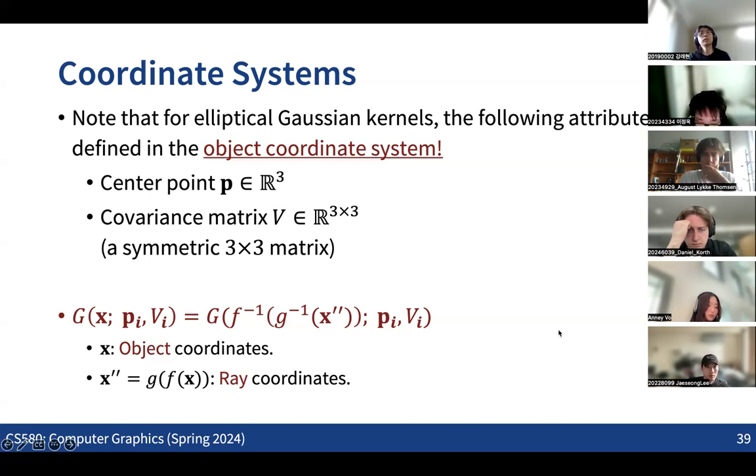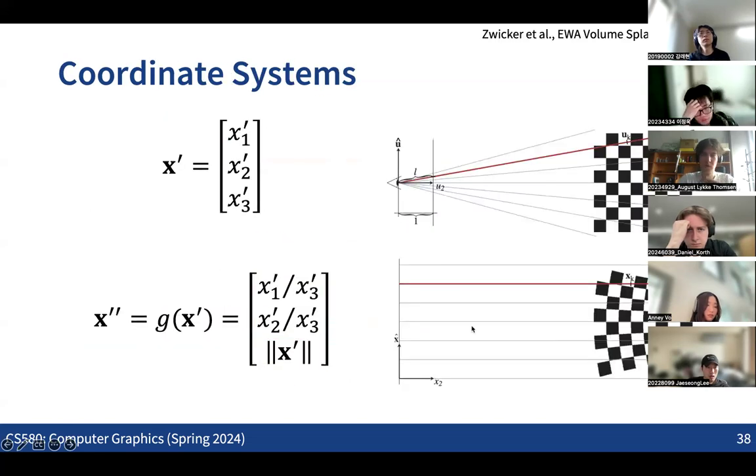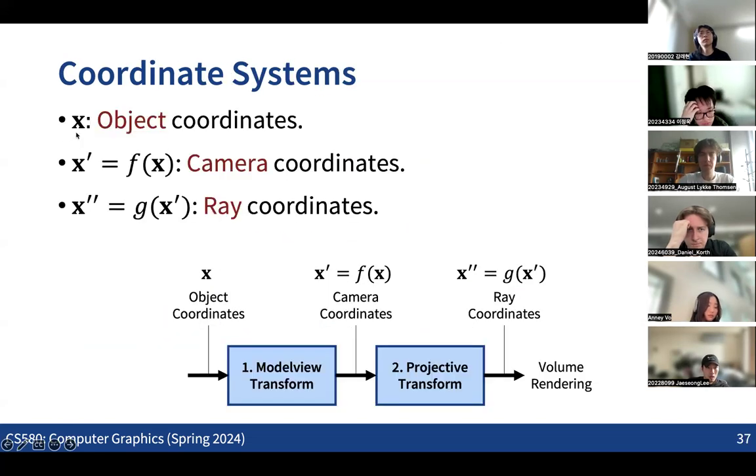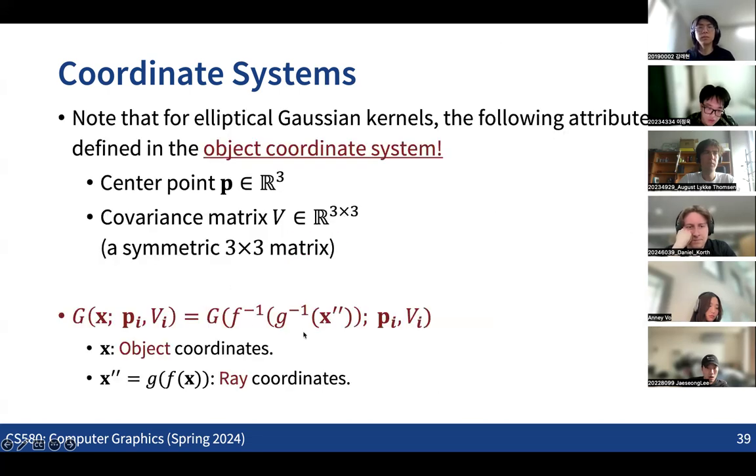So just keep this in mind: we have this notation. X indicates object coordinates, X prime indicates camera coordinates, and X double prime indicates ray coordinates. Depending on in which coordinate system the point is defined, if the point is defined in ray coordinates like this, then you will need to convert it back into the object coordinates first and then calculate the Gaussian kernel. Great.